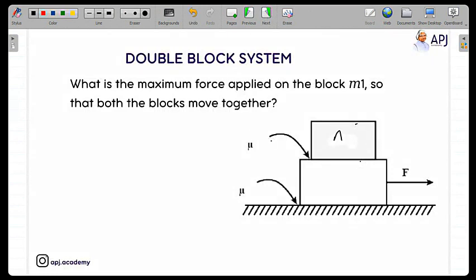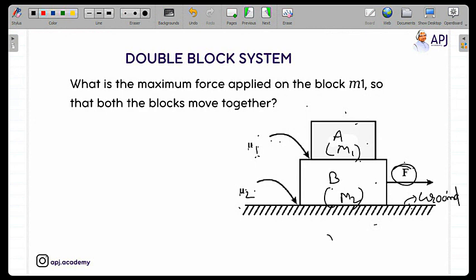This is A block. This is B block, and both the blocks have some mass m. Let's say A block has mass m1, B block has some mass m2. Okay. And what is given here, that they have some friction coefficient mu. Let's say that the friction coefficient between the surfaces of block A and B, it is mu1. Okay, mu1. And the friction coefficient between the surfaces of block B and ground, this is ground, okay, it is mu2. So both of them have different friction coefficient of friction, mu1 and mu2, and there is an external force F applied on the B block.